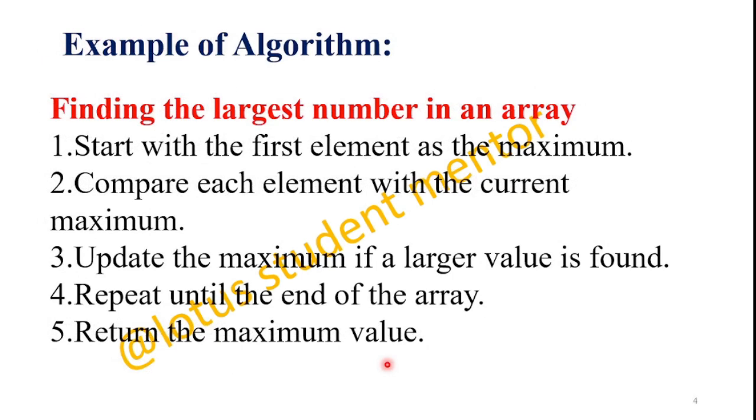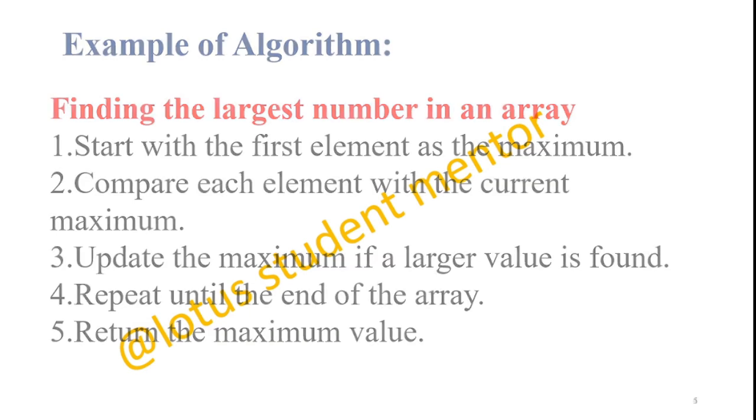Next, coming to an example of an algorithm, suppose we want to find the largest number in an array. There are 5 steps. Step 1, start with the first element as the maximum. Step 2, compare each element with the current maximum. Step 3, update the maximum if a larger number is found. Otherwise, repeat steps 1 to 3, and finally return the maximum value. This is an example of an algorithm procedure.